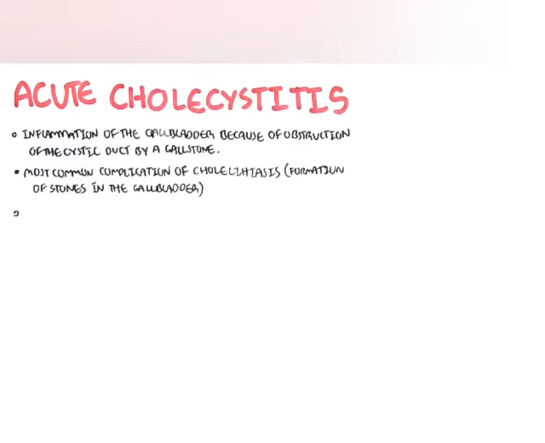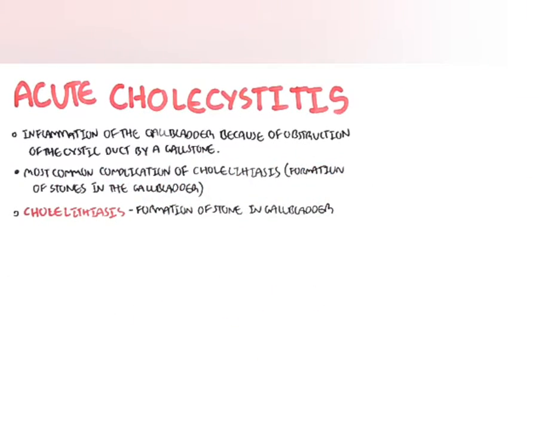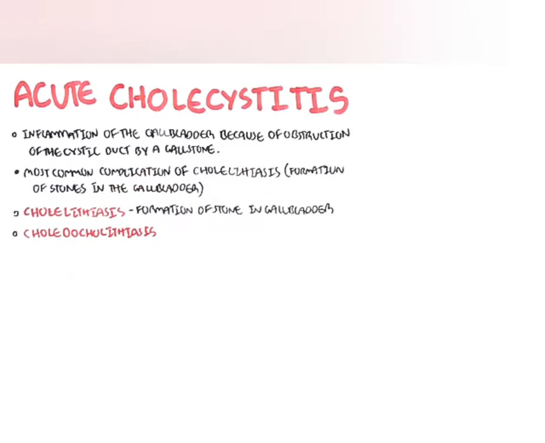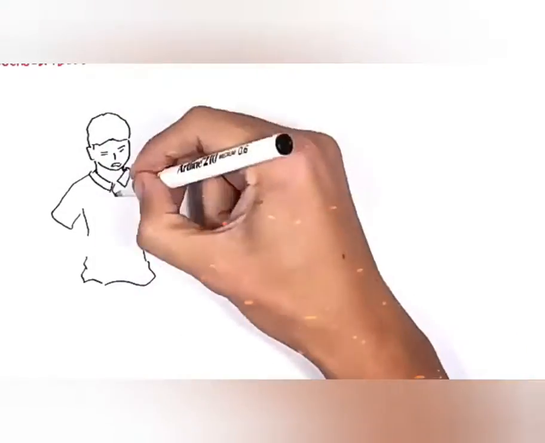Just to be clear, cholelithiasis is formation of stones in the gallbladder, which can lead to a few complications, one of which is acute cholecystitis. The other terminology, choledocholithiasis, is formation of stones, gallstones, in the common bile duct, but we will not focus on that here. In this video, we will mainly focus on acute cholecystitis, but really, we will also talk about every other complication, and hopefully we can get our head around it together.